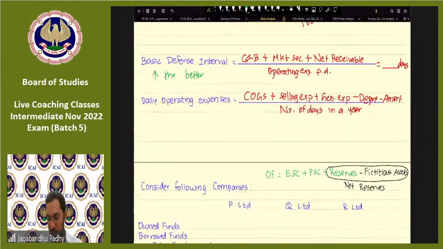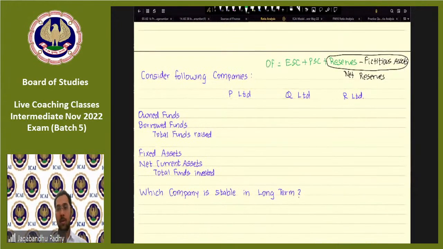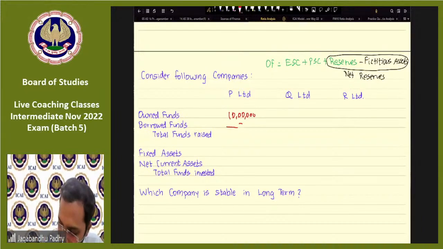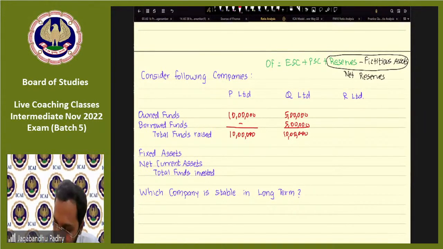Now let me take another example. Let's say three companies, P, Q, and R. P has got owned funds of 10 lakh, nothing of borrowed, but yes, total funds to be raised is 10 lakh. Q is having some amount of loan, 5 lakh, and owned funds another 5 lakh. So total of 10 lakh. R is having owned funds of 2 lakh, borrowed funds of 8 lakh. So total of 10 lakh.